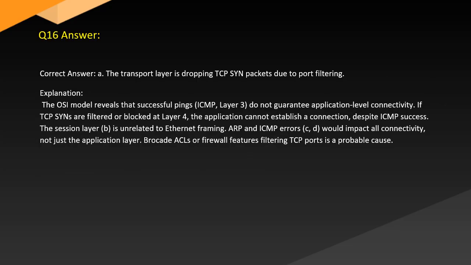Answer. Correct answer A. The transport layer is dropping TCP SYN packets due to port filtering. Explanation. The OSI model reveals that successful pings at layer 3 do not guarantee application-level connectivity. If TCP SYNs are filtered or blocked at layer 4, the application cannot establish a connection. Despite IP success, the session layer B is unrelated to Ethernet framing. ARP mismatch C-D would impact all connectivity, not just the application layer. Brocade ACLs or firewall features filtering TCP ports is a probable cause.